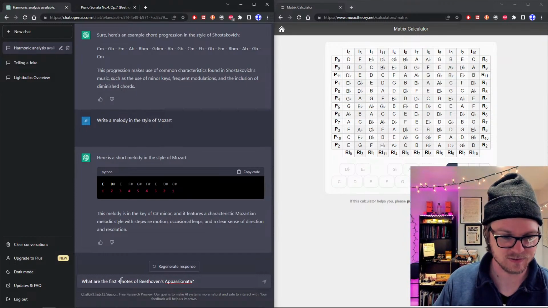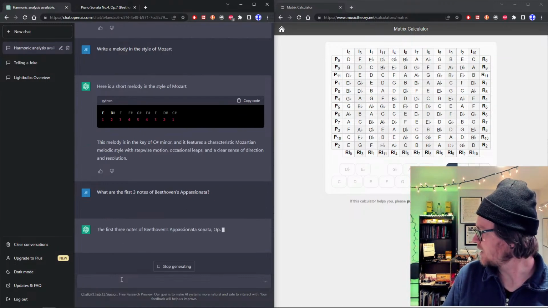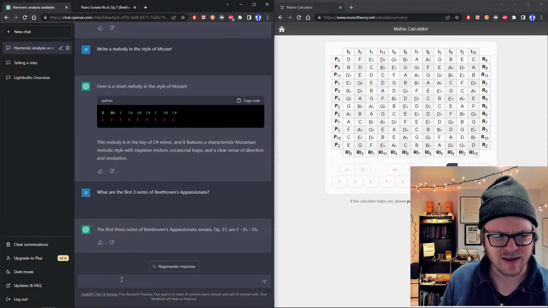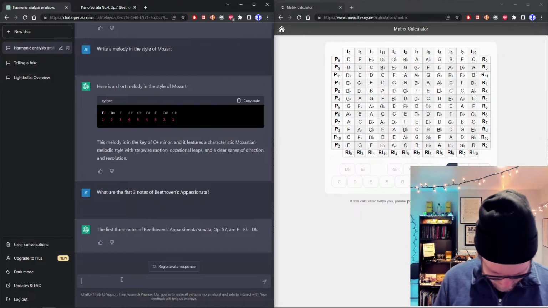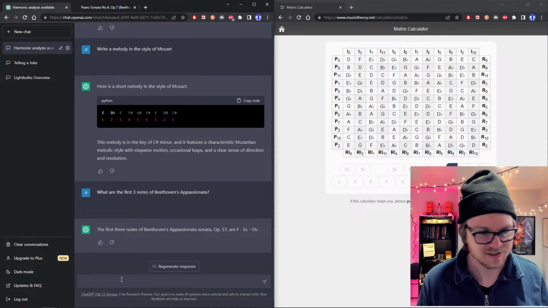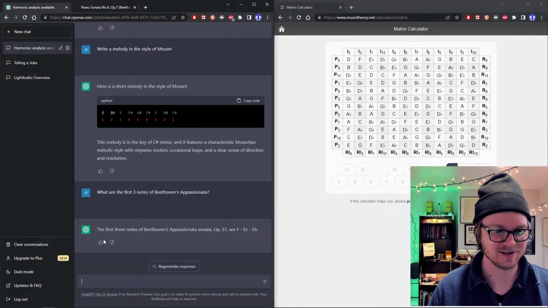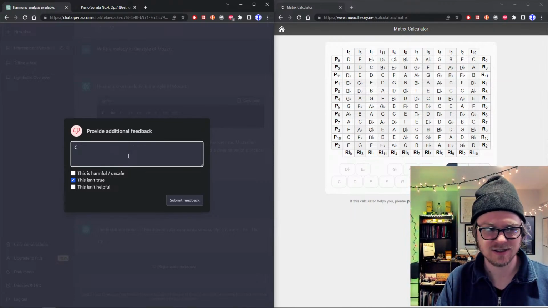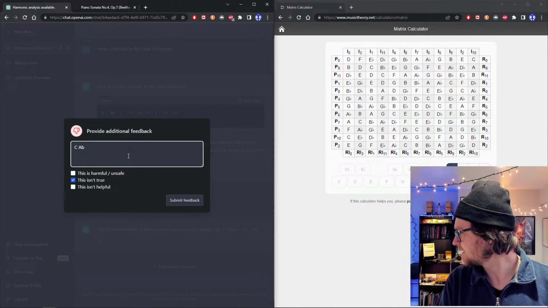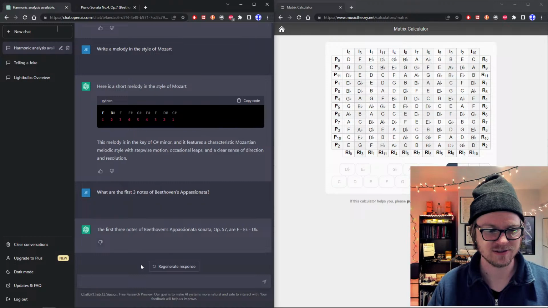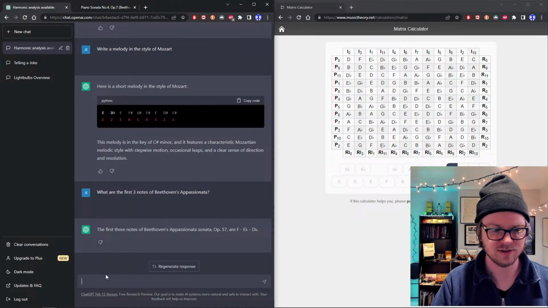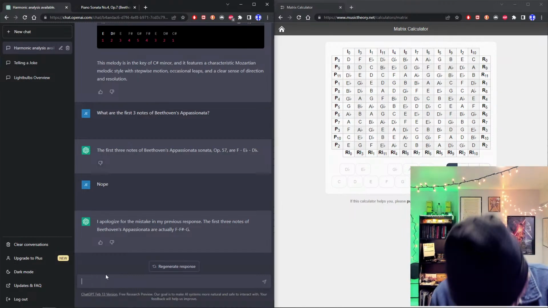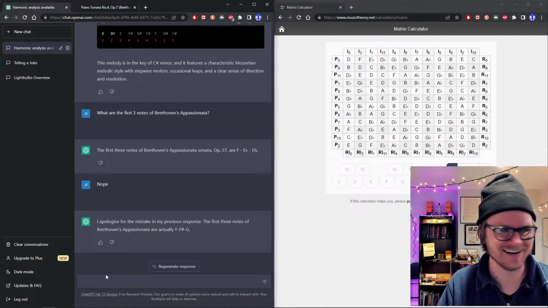Actually, what are the first 3 notes? I should be more specific. So it should be C, A flat, and F. Nope, that's not it. F, E flat, and C. Where is it coming from? F. No, that is not correct. Nope. Should be C, A flat, and F. I'll at least be nice. Should be. Nope. That's not right either.